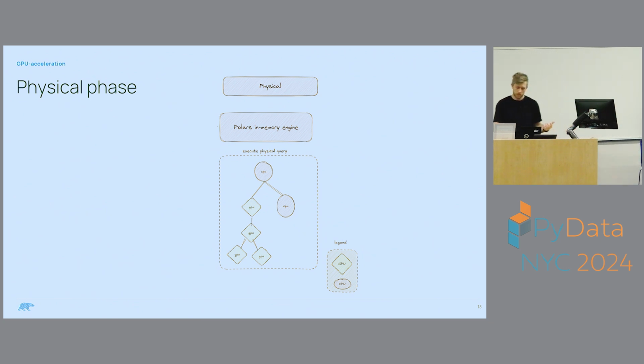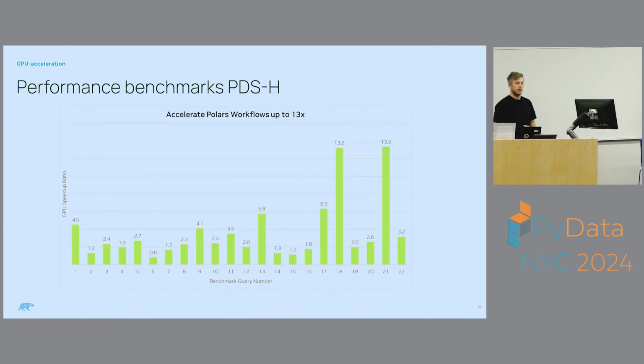And this can work because our Polars in-memory engine, our default engine, is full batch, right? So you get a full data frame per operation. If you do a join, you get a full data frame. If you do a group by, you get a full data frame. And as a result, you get GPU acceleration.